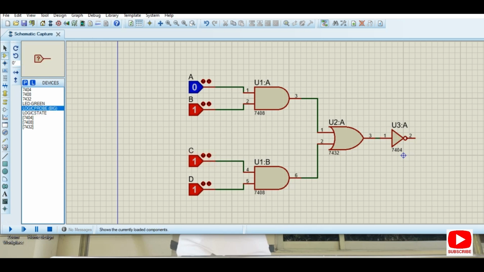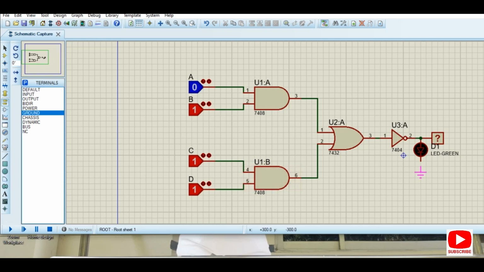Basically, if you want to see the output as a digital number here, you can use the logic probe, and if you want to see it using an LED, you can use an LED here. But if you want to see this in an LED, you also need a ground to see the actual result.